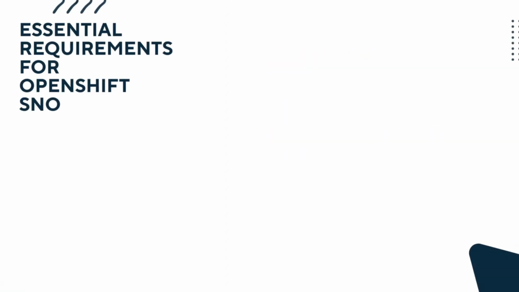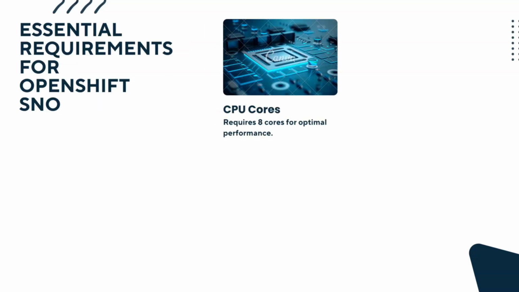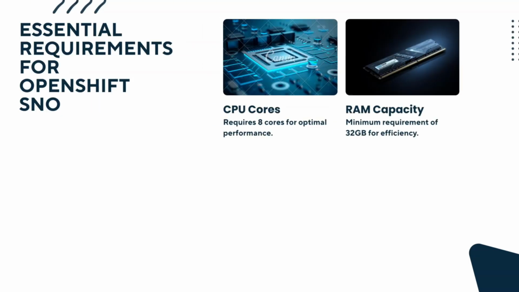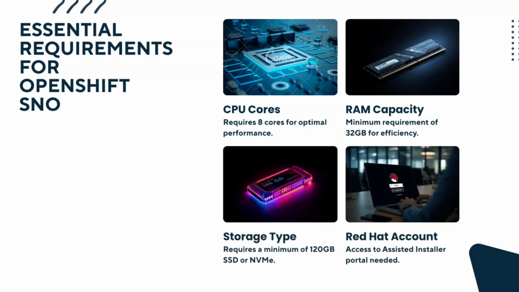Before installing, make sure your system meets these requirements: 8 vCPUs, 32 GB of RAM, 120 GB of storage, internet access and a Red Hat account. If you have that checked, you are good to go.